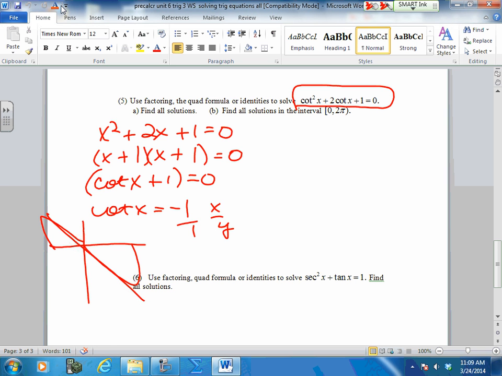So now, here's my 45-degree angle. This is 4 pi over 4. This is 8 pi over 4. So, what's this angle short of 4? 3. What's this angle short of this side? 7 pi over 4.